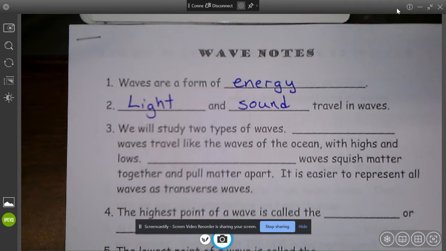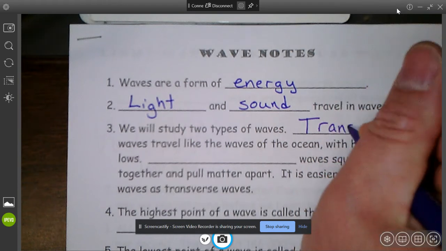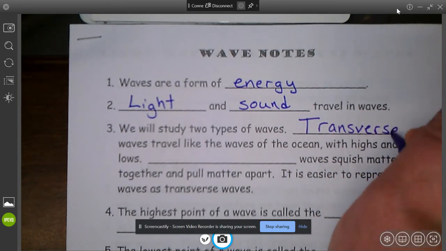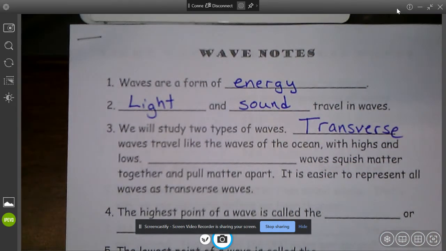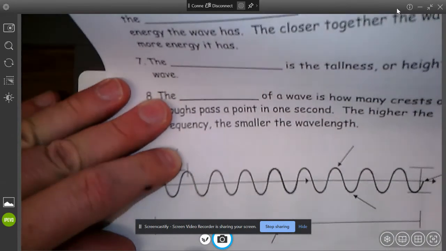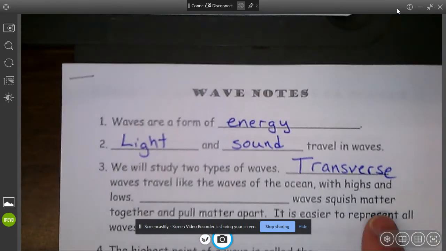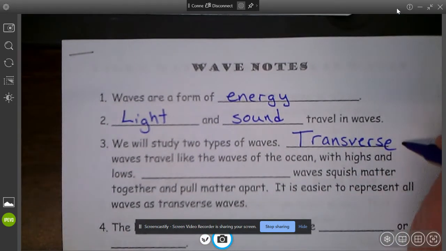Now, the first type of wave is going to be like a light wave, and we call it a transverse wave. It's the one that you see at the bottom of the page. So when you look at this, I'm going to move it back, don't worry. This type of wave that goes up and down, that's what we call a transverse wave. It goes up and down, and you can draw a little picture beside it.